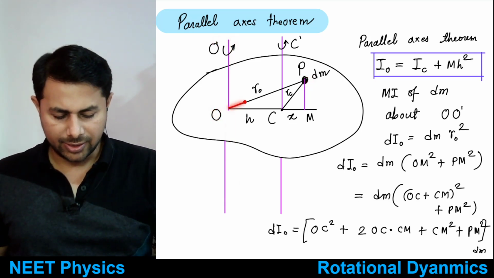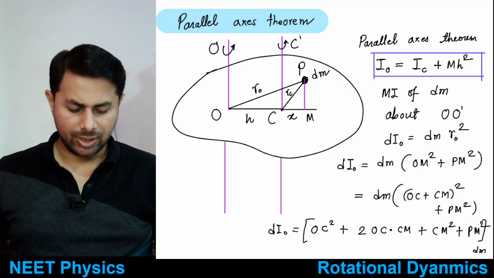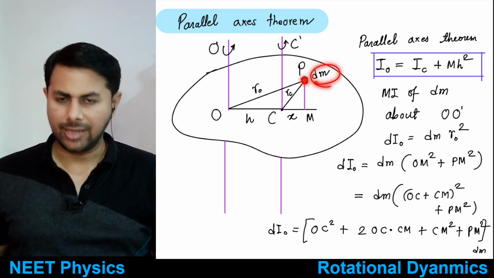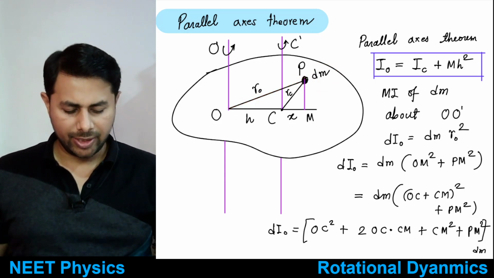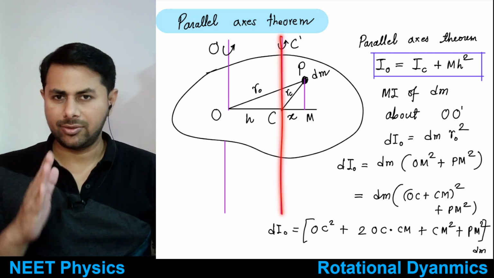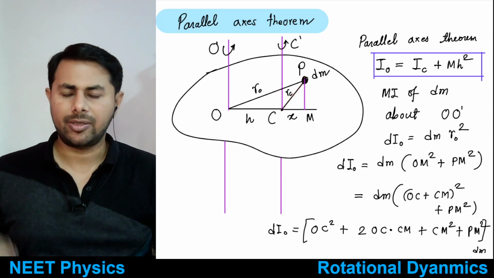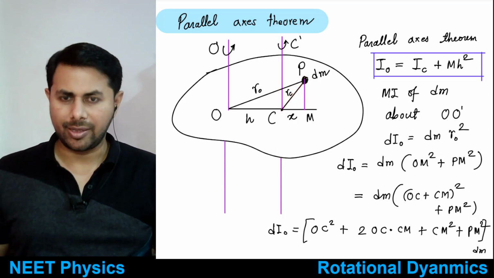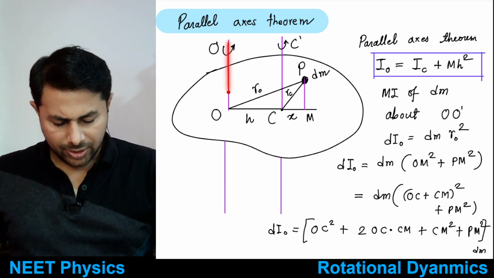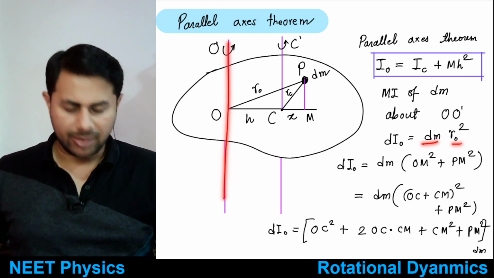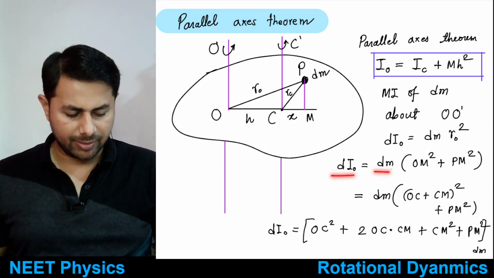Its distance from this axis is RO. So the moment of inertia will be dm, the mass, multiplied by RO square. What will be its moment of inertia about this axis which passes through the center of mass? It will be dm multiplied by this distance square, that is dm multiplied by rc square. So the moment of inertia about this one, dIO, is dm multiplied by RO square.